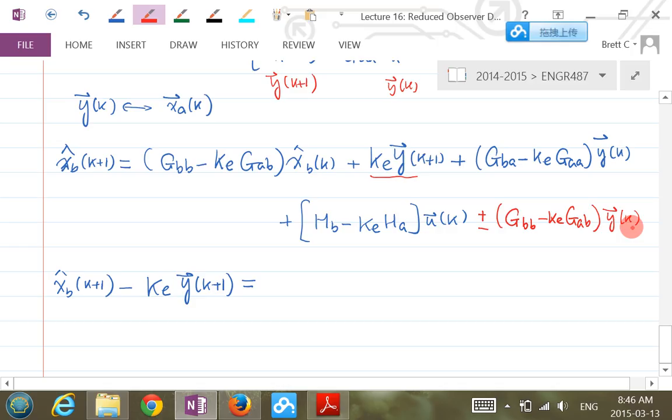Yeah. So then for this one here, the reason we do this is this reason here. Actually, I should have, yeah, there should be a term here. Sorry. There should be this ke times y of k here. It should be here, because what I wanted to do is this. This is GBB minus KE. GEB is the same coefficient as this guy here, right? It's the same coefficient. And then I'll combine this term with the minus this term.